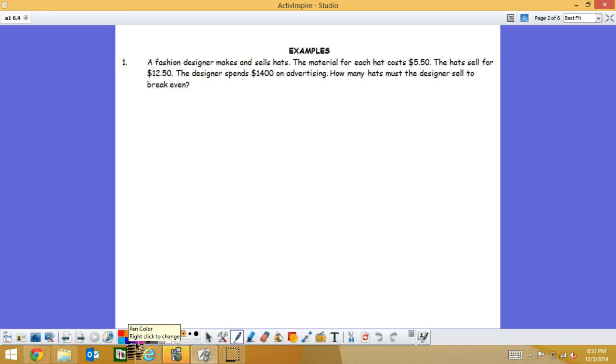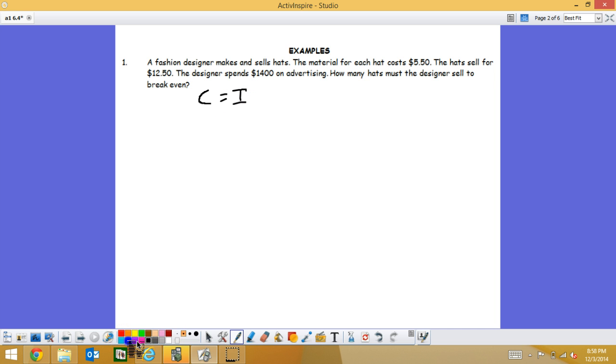In this first one, a fashion designer makes and sells hats. The material for each hat costs $5.50. The hats sell for $12.50. The designer spends $1,400 on advertising. So how many hats must the designer sell to break even? So we want to know when to break even. We want to know when the costs will equal the income.